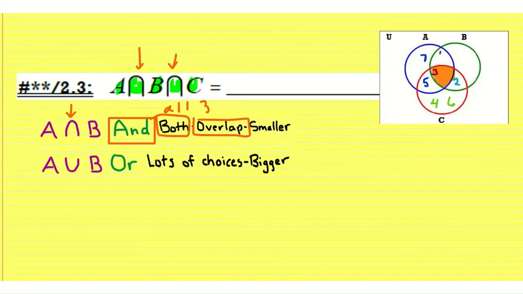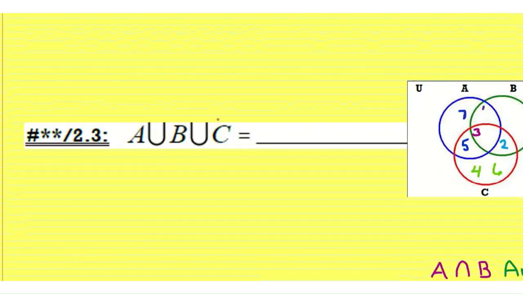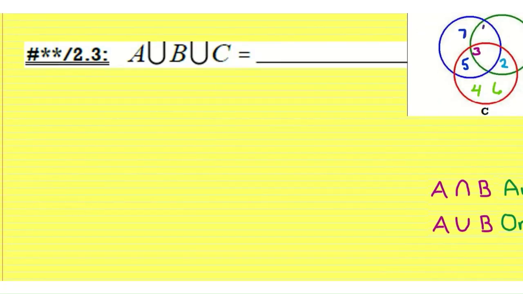This little section right here is what is intersected by all 3 circles. So the only element in this set where we intersect all 3 circles, all 3 sets, is going to be the element 3. Okay. And the next one says that we are going to unite or union.